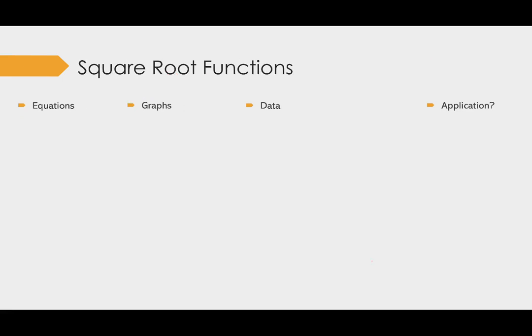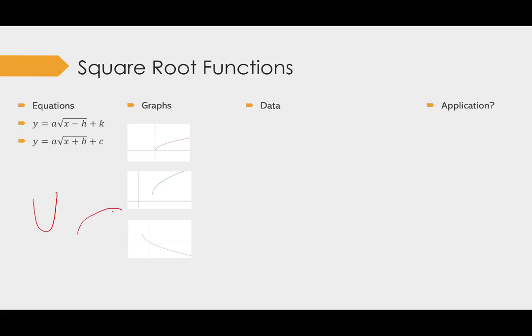Square root functions have, in the equation, square roots. And it'll look like somebody took a parabola, turned it on its side, and cut it in half, because really that's what happened. Square roots are inverses of parabolas, so they have a similar shape to them. But notice it gets cut in half, and here's why.